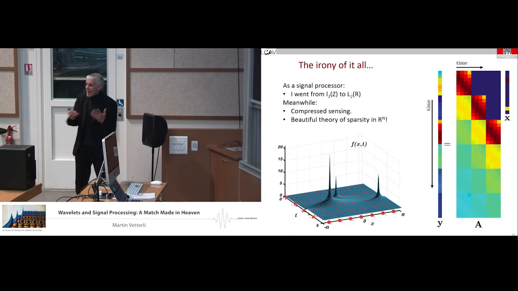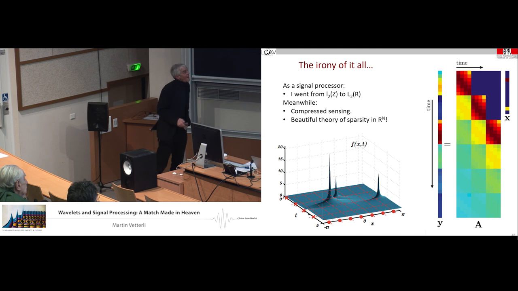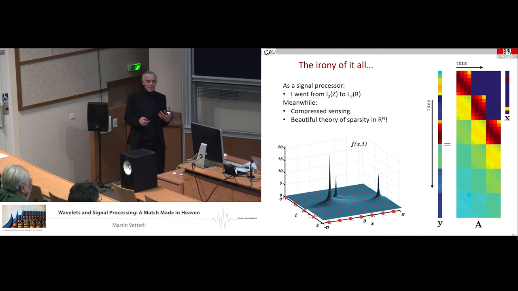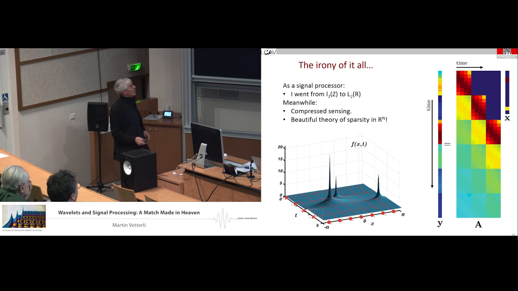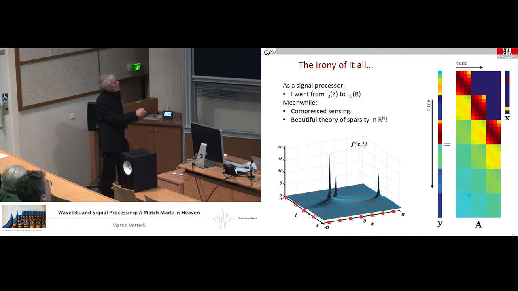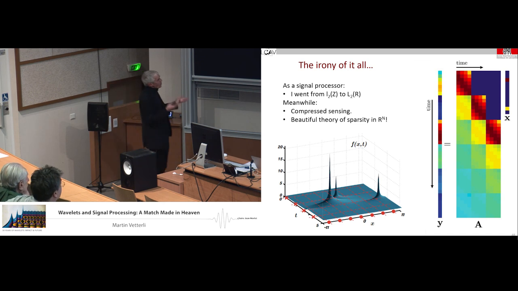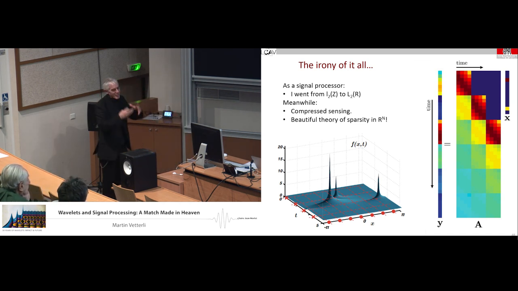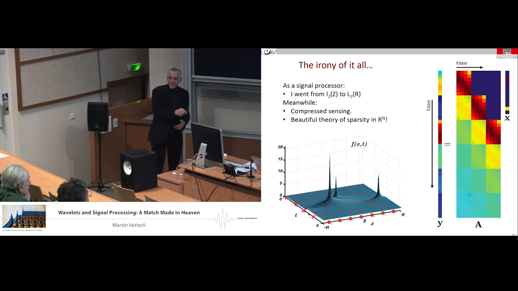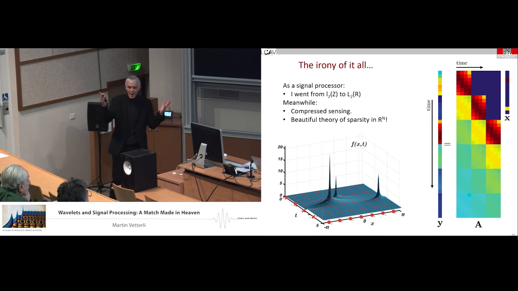Okay, now the irony of that story is the following. We were working as signal processors, you saw where I came from, this Claude Galland stuff, block diagrams and sequences. So I worked very hard to mature from small L2 into a big L2 guy, right? So everything now is continuous, it's so much more beautiful and so on. And so we developed a theory of sparsity in continuous time or space.